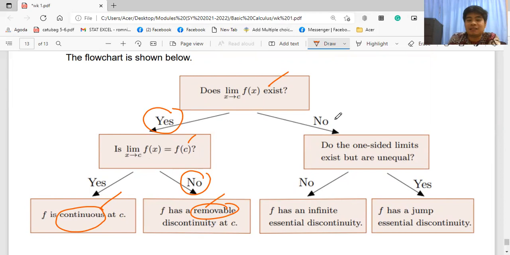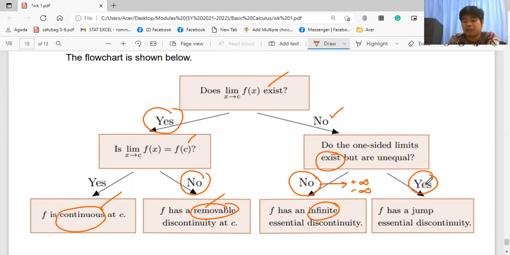And does the limit exist? You say no, then you have to check the one-sided limits. Kung hindi nag-exist, no. Bakit no dito? Ang sinasabi niya kasi, kung infinity, negative infinity, ganyan, they are not technically termed as exist. Okay, so kung no, infinite daw, infinite essential discontinuity or infinite discontinuity.